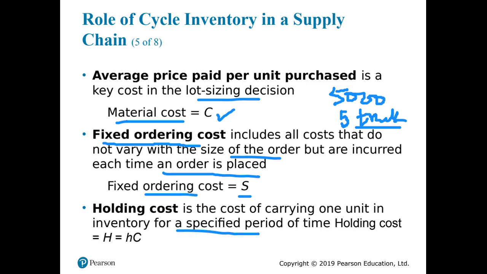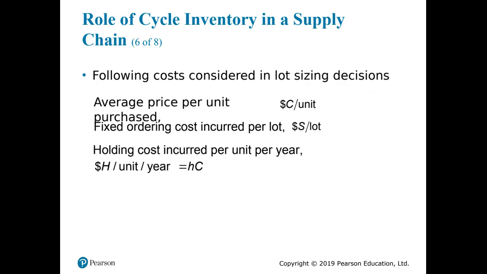So we'll be looking for the following costs, which are incurred when we make a lot size. We'll be looking for average price, the cost per unit purchased, and the fixed ordering cost incurred. We're going to show it with S per lot.